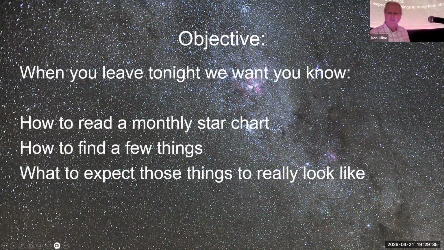All right, what we'd like to do is when you leave tonight, we want you to know how to read a monthly star chart, how to find a few things, and most importantly, what to expect those things to really look like once you do find them. Have y'all found any differences between what's on the internet and what you see through the eyepiece? Just a little.